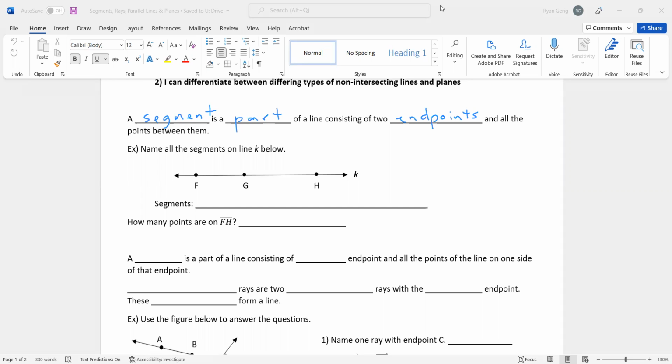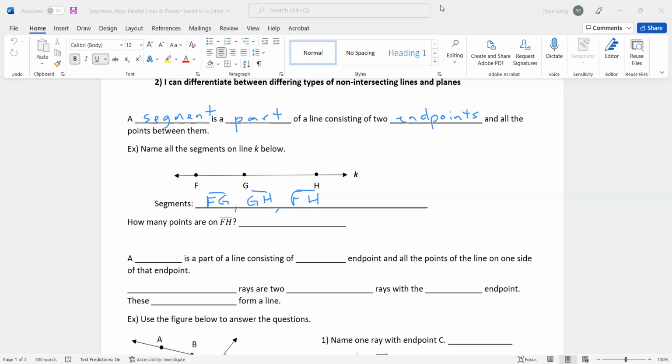So FG is one of them, and it's just a bar over it. GH is another one. We'll stop there. Nope, I got one more. FH. Could I flip them? Yes, I could say GF, HG, HF, but those would be the same. So there's actually three segments here.